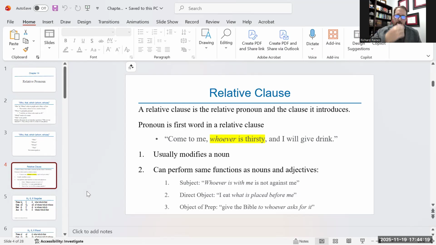It usually modifies a noun, and it can perform any function in a sentence. It can perform the subject, it can be the direct object, it can be the object of a preposition, right?